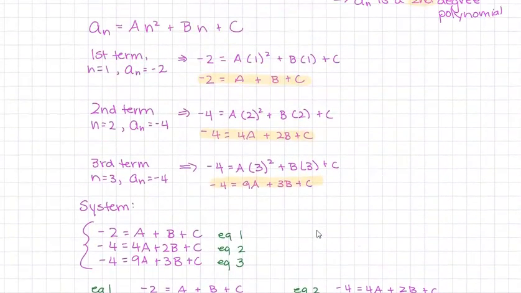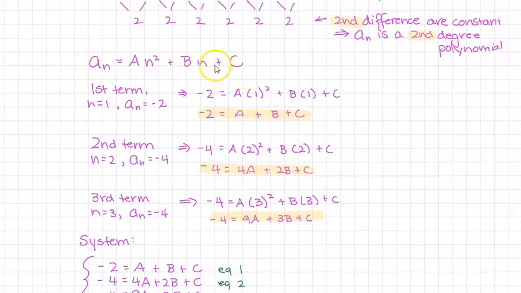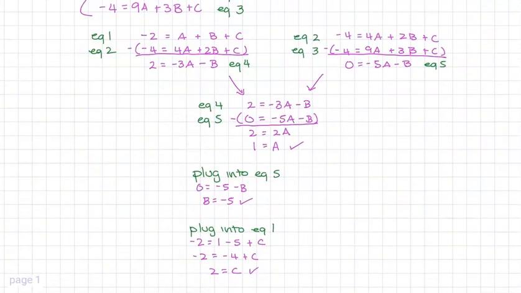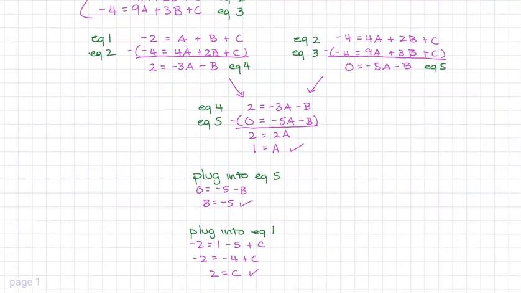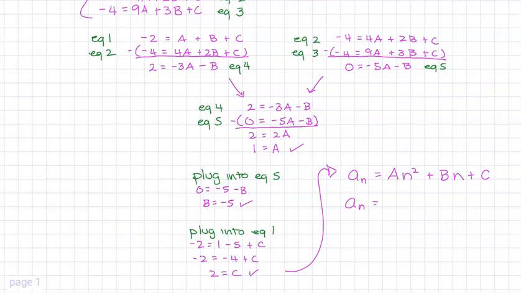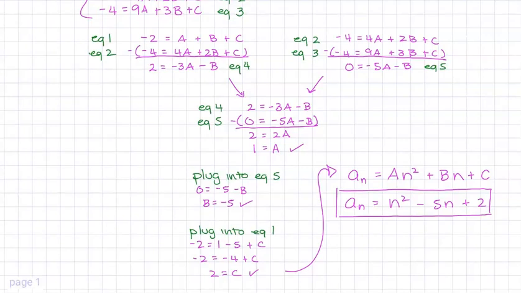We can go back to this form right here and plug in the value for a, b, and c, and we'll have our equation. So remember, I'm just going to put it over here so I can fit this on one page. We were working with this, but now we know that a is 1, so it's going to be n squared. B was negative 5, so I'm going to say minus 5n, and c was positive 2, and we have it. There you go.